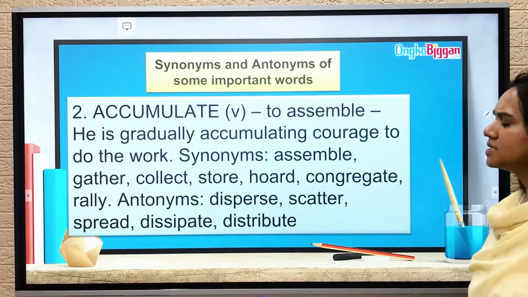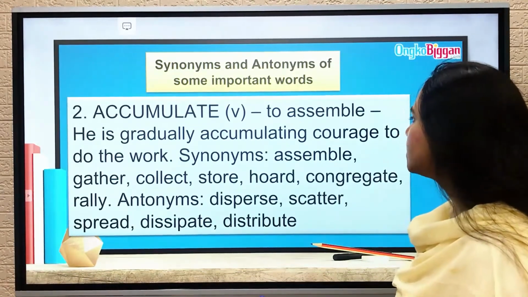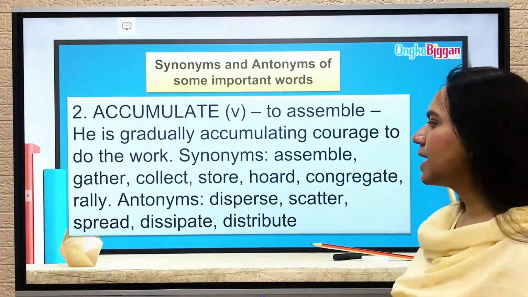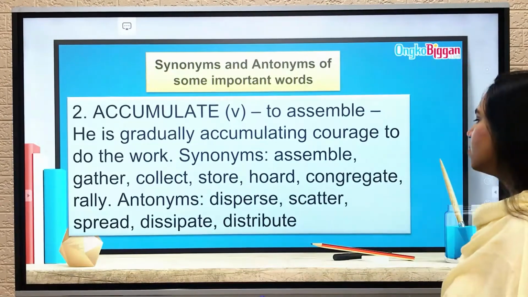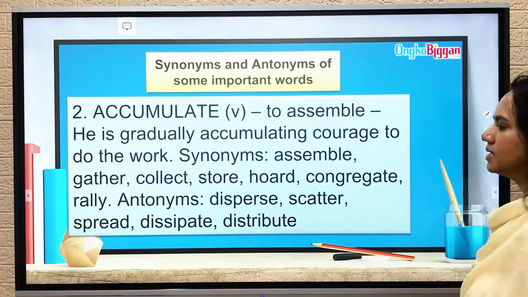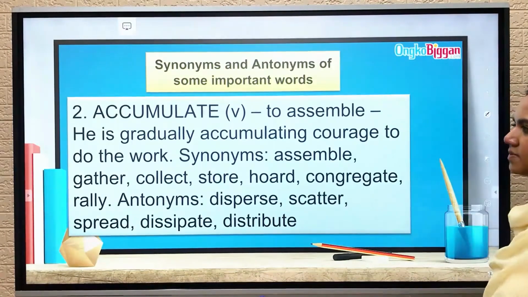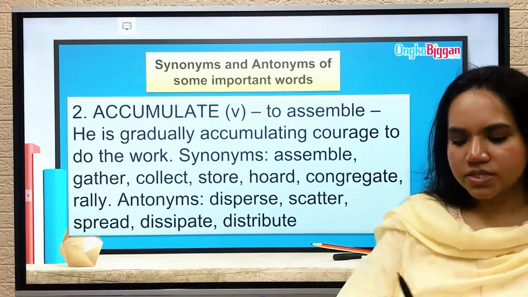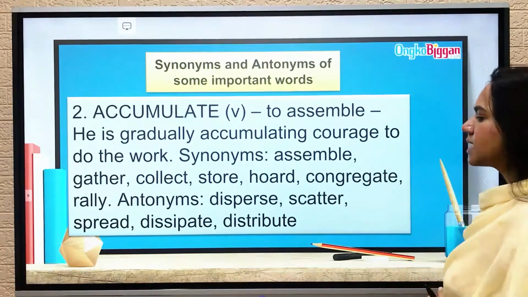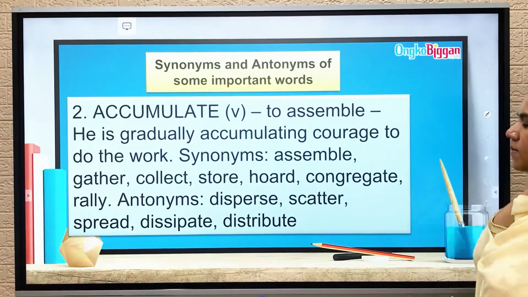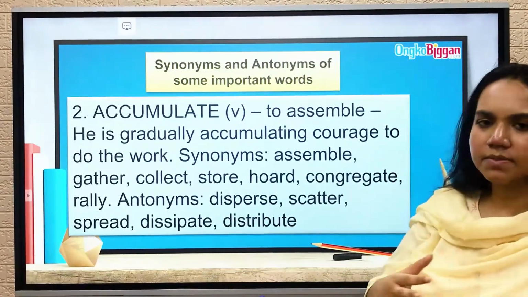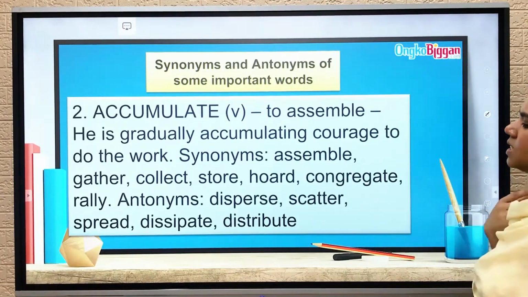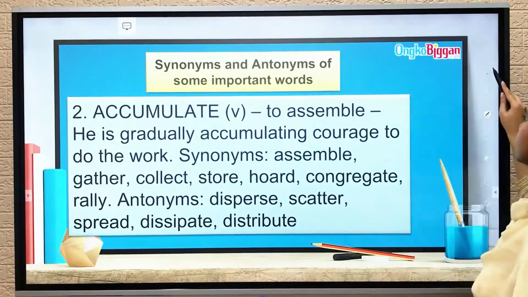Alright? The sentence will be, he is gradually accumulating courage to do the work. So what are the synonyms? Assemble, gather, collect, store, hoard, congregate, rally. So all of these are words that mean accumulate, which means that whenever there are many different things and you are making sure that they all come together. Antonyms can be that you are not making them come together, rather you are scattering them in many different directions. So antonyms are disperse, scatter, spread, dissipate, distribute.